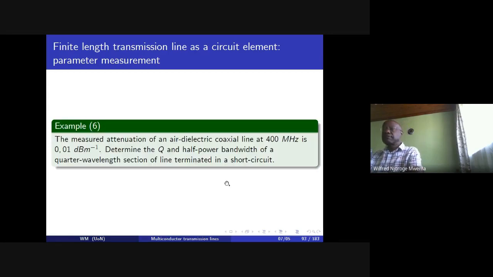So example 6. The measured attenuation of an air dielectric coaxial line. When you see such a word like air, it can be called an air line or an air coaxial line. All it means is that the dielectric between the conductors is actually air. For a coaxial line, of course, those of us who are keen will start wondering, how do we make sure that the separation between the outer and inner conductors of the coaxial line remains constant throughout the line, because we just have air between them?